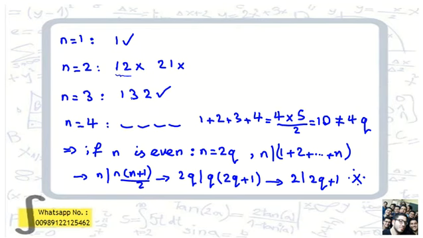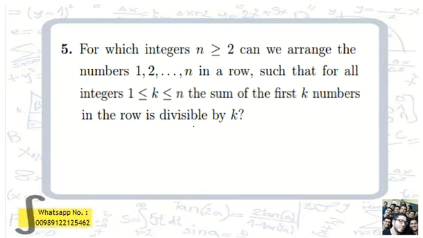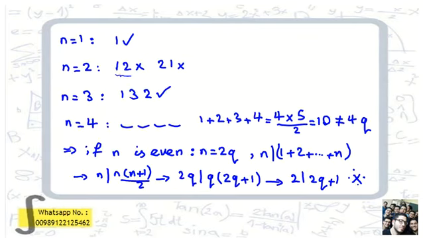When n equals 3, we check 1, 3, 2. If we place 1 first, it is divisible by 1. 1 plus 3 is 4, divisible by 2. 1 plus 3 plus 2 is 6, divisible by 3. So 3 is good. If we check n equals 4, we have 4 elements.